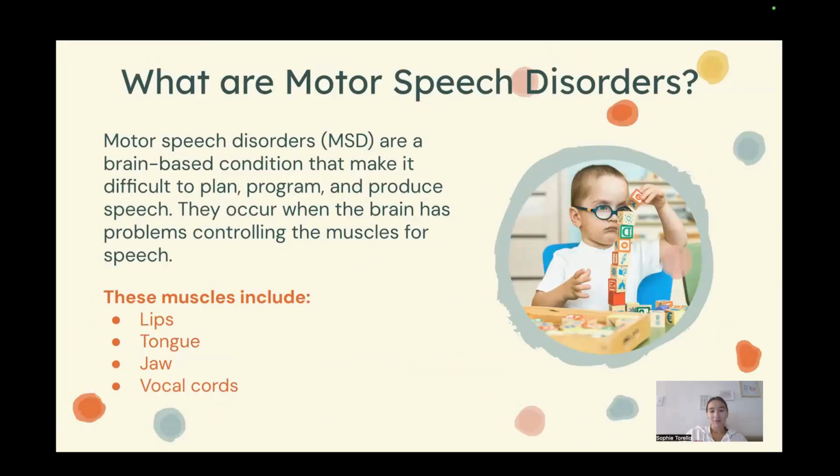So, what are motor speech disorders? Motor speech disorders are a brain-based condition that makes it difficult to plan, program, and produce speech. They occur when the brain has problems controlling the muscles for speech. These muscles include the lips, tongue, jaw, and vocal cords.